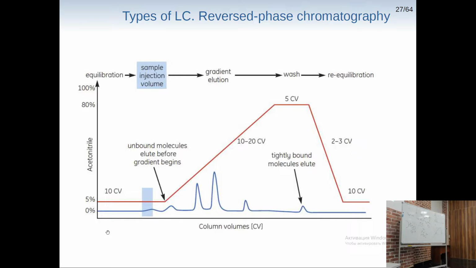Column volume can be either calculated or is usually printed in a document on your column, so you know it. Let's say it's half a milliliter, for instance, and you just multiply it.